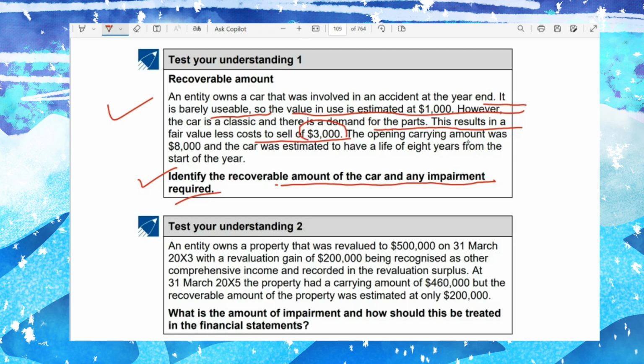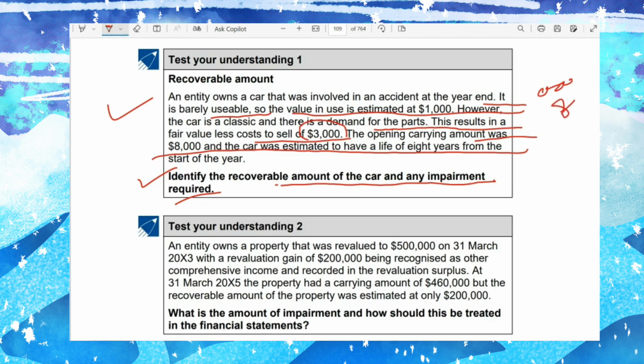What value is coming, and then after that we have to consider the cost to sell. The fair value cost to sell is $3,000. So this is a balancing figure, which will be our impairment. We will have to consider the impairment. The impairment will be like 4,000.